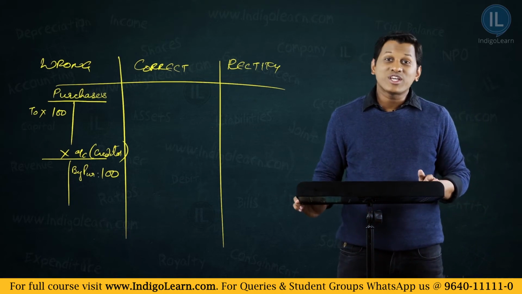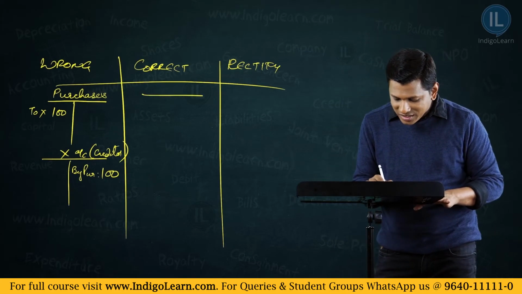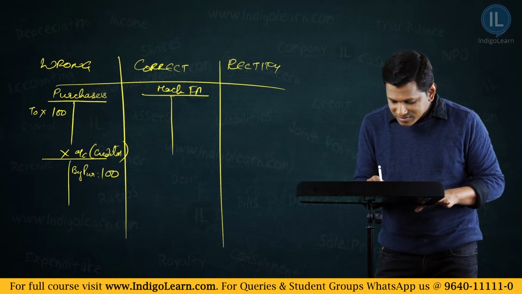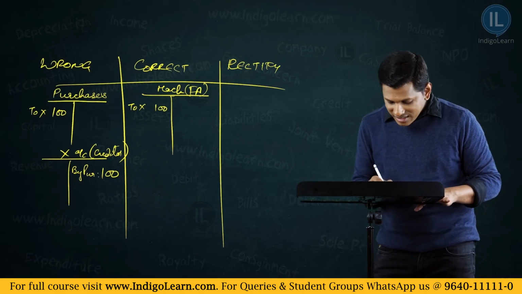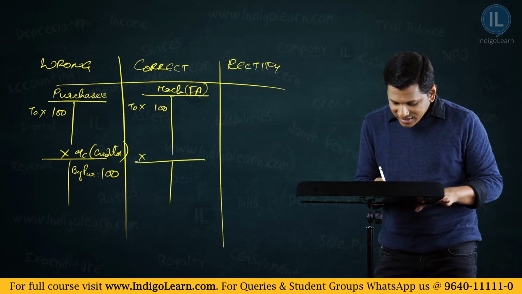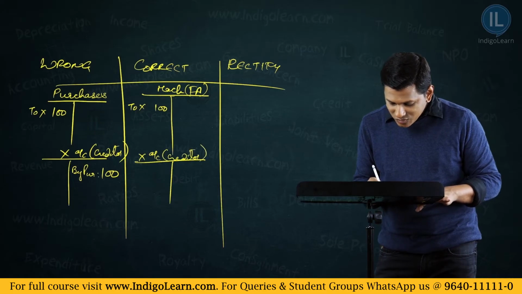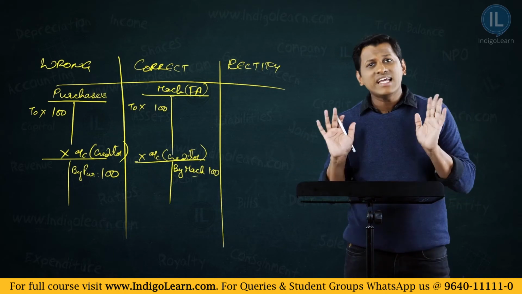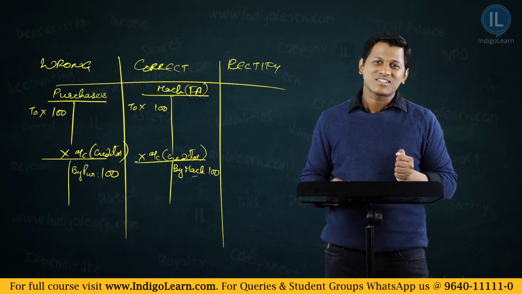But what do you think should have ideally happened? Ideally, the treatment should have been machinery, fixed asset, to X, 100. Agreed? Then X account, creditor. In this, we should have written by machinery 100. This is what we should have done ideally, but we made a wrong entry. Then how do we rectify it is the question. Friends, are you clear about it?